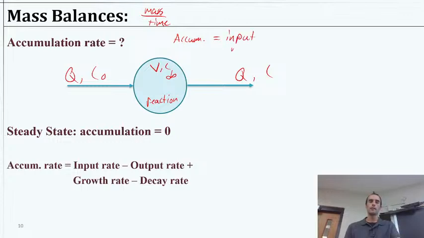So the input rates, it could be multiple, right? We could have multiple streams coming into one pond or lake. We then have some number of outputs yielding an entire output rate. And then perhaps we have some reaction.